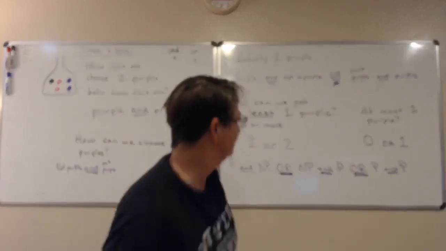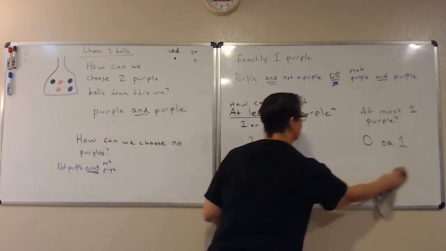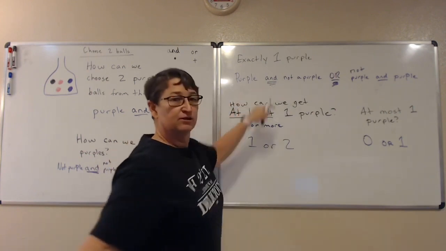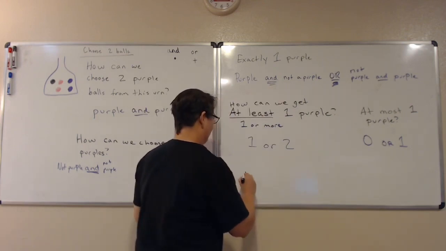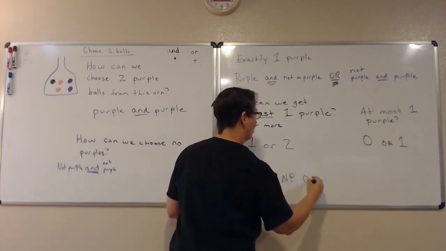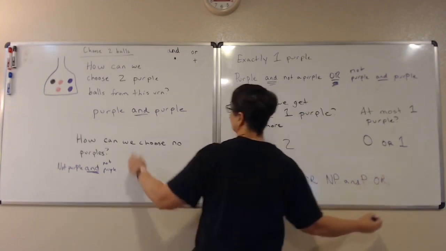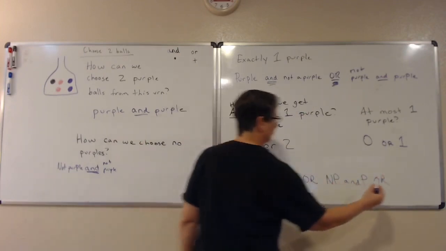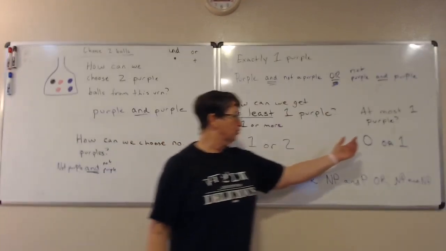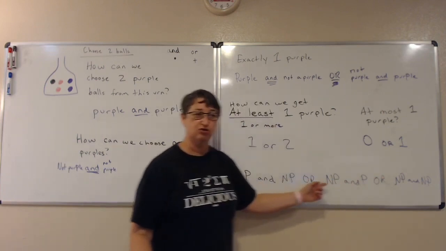So again, if I'm going to describe this with words, then I would say, well, it's the ways I can do 0 or the ways I can do 1. So for 1, it would be purple and not purple, or not purple and purple, or for 0, it's not purple and not purple. So see how you have to be able to think of it this way and then go back and put each one of those into words, which ones it is.